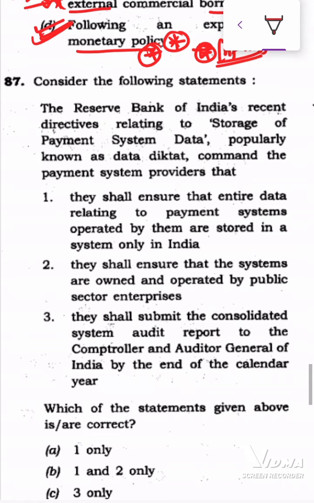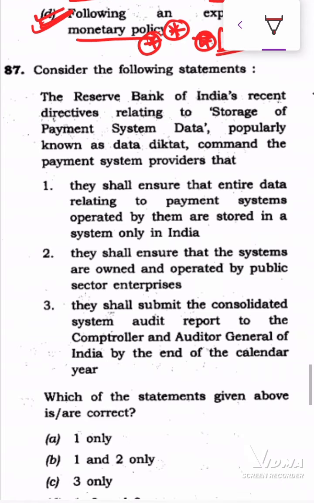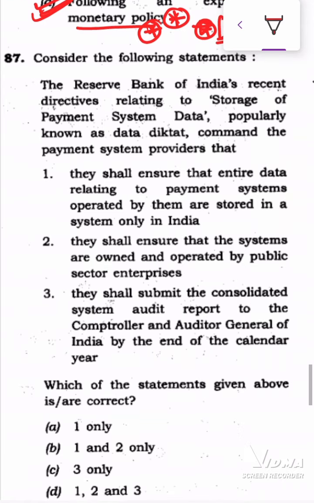Question 87. Consider the following statements. The Reserve Bank of India's recent directive relating to the storage of payments system data, popularly known as data localisation, commands the payment providers that they shall ensure that the entire data relating to the payment system operated by them is stored in a system only in India. So this statement is right, because RBI wants the data to be stored and protected within India. It does not want its payment data to go abroad and get processed outside India. So statement 1 is right.